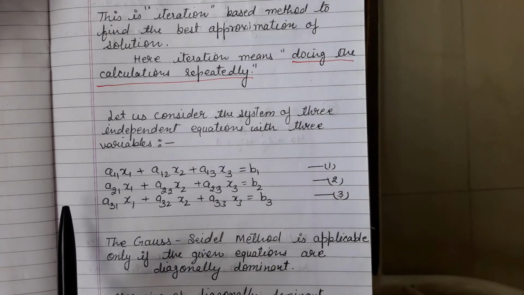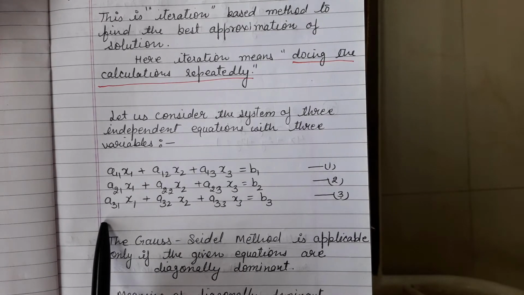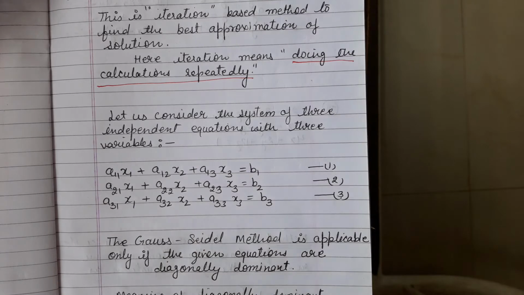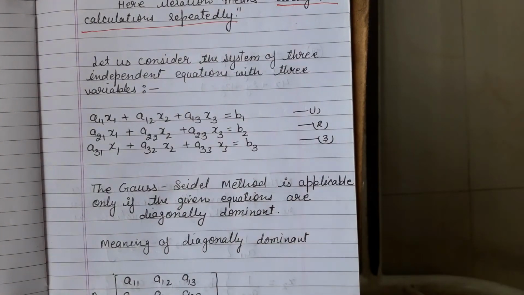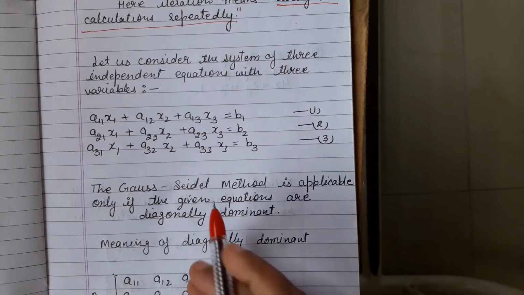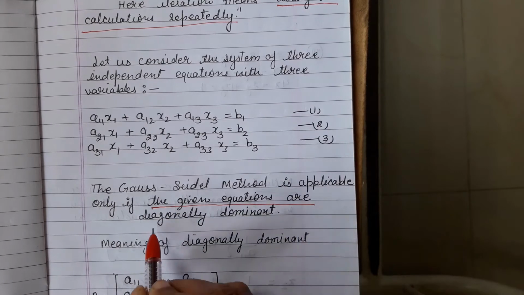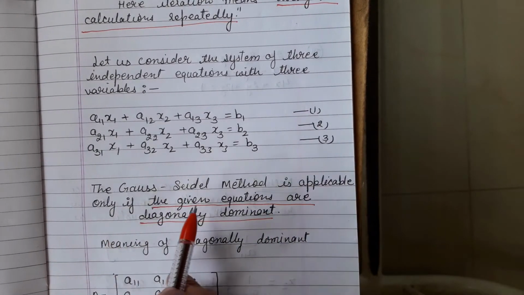Now there is one mandatory condition to apply the Gauss-Seidel method. This is not applicable everywhere. If the given set of equations satisfies that condition, then only we can apply the Gauss-Seidel method. So what is that condition? That condition is that the given equations should be diagonally dominant. Only then can we apply the Gauss-Seidel method.